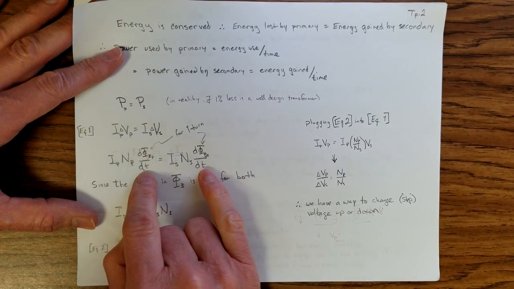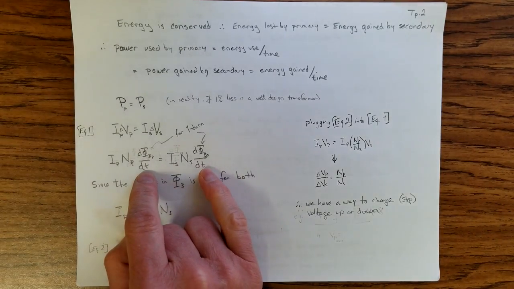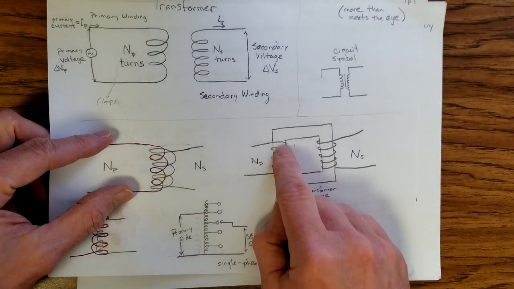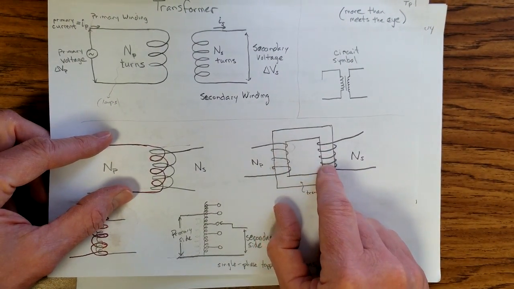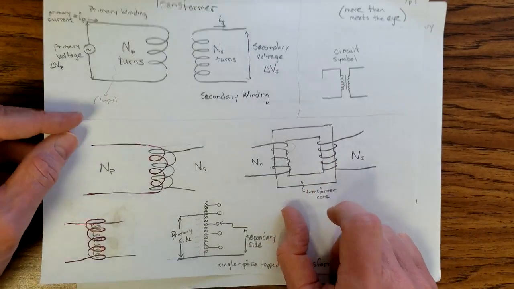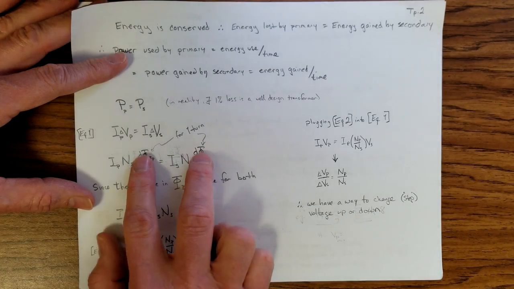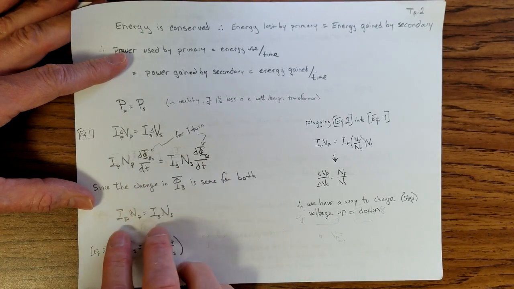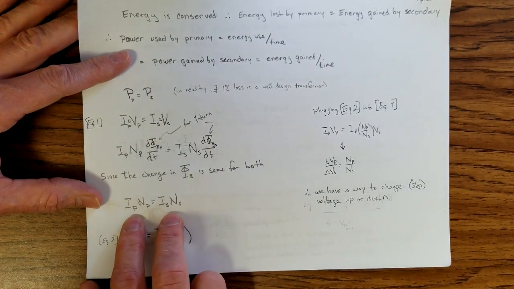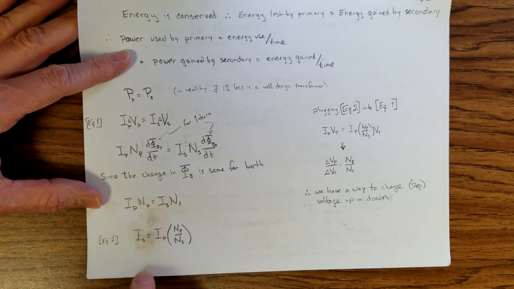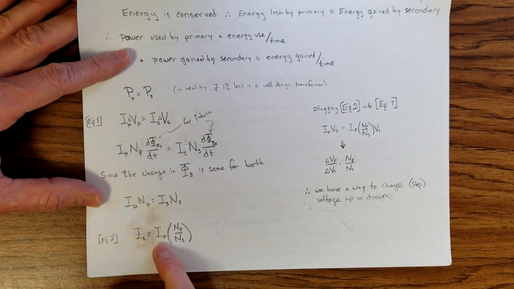Now, since the change in the magnetic flux is the same, heading back over to the other drawing, as we get a change in the flux here, that change in the flux shows up over on this side. So these terms will cancel out, and we end up with this relationship here of current and number of turns. And so we have the current of the secondary is equal to the current of the primary times this ratio of coils.